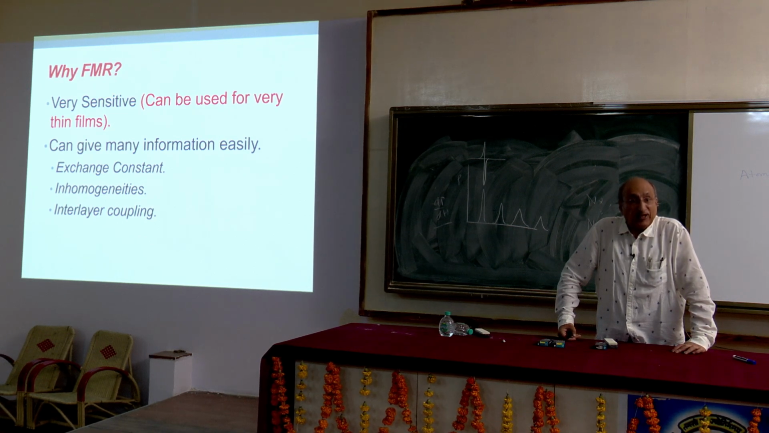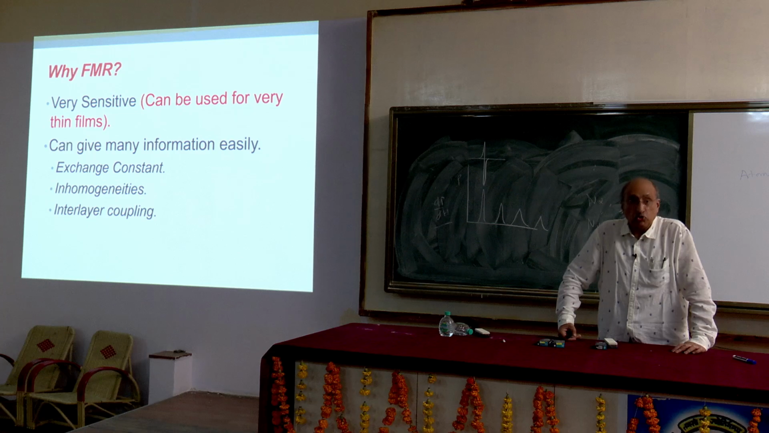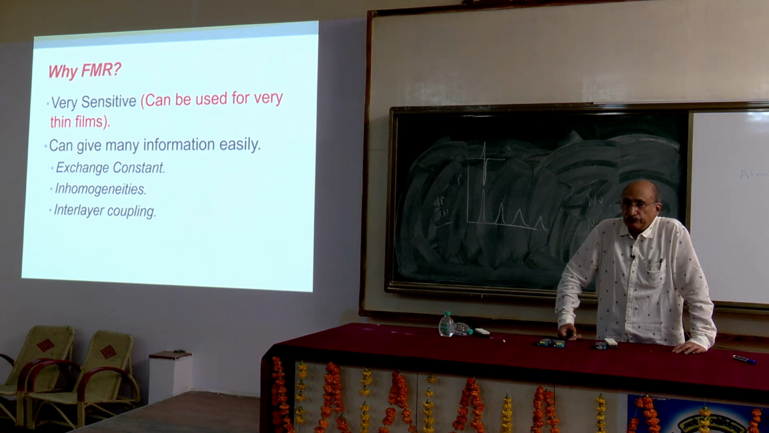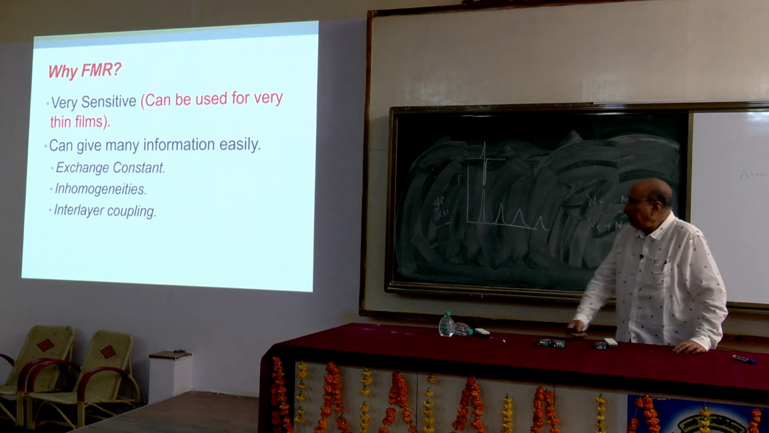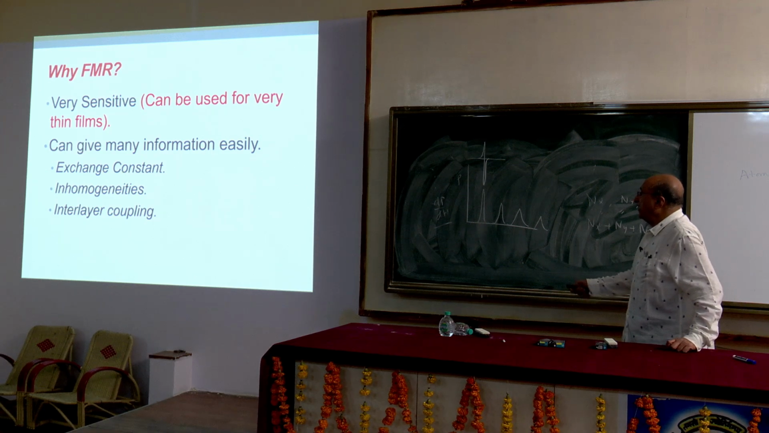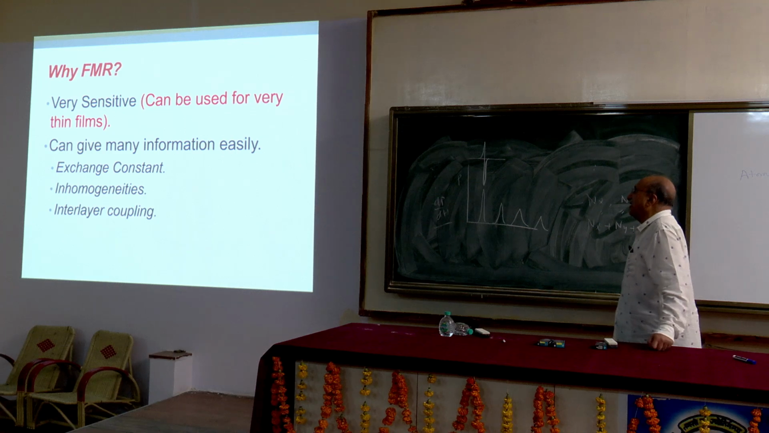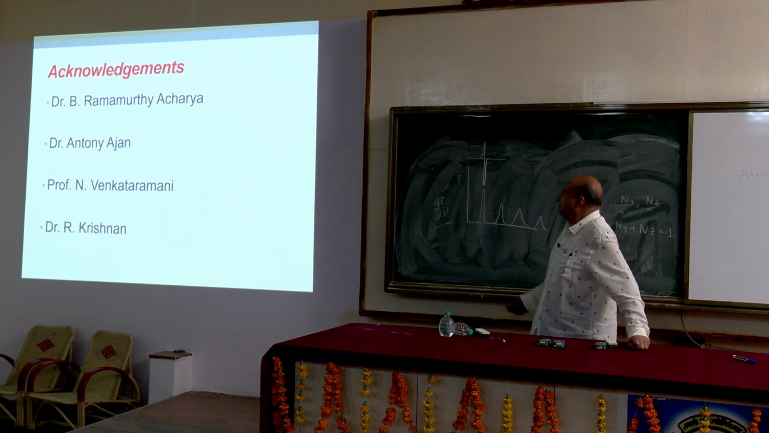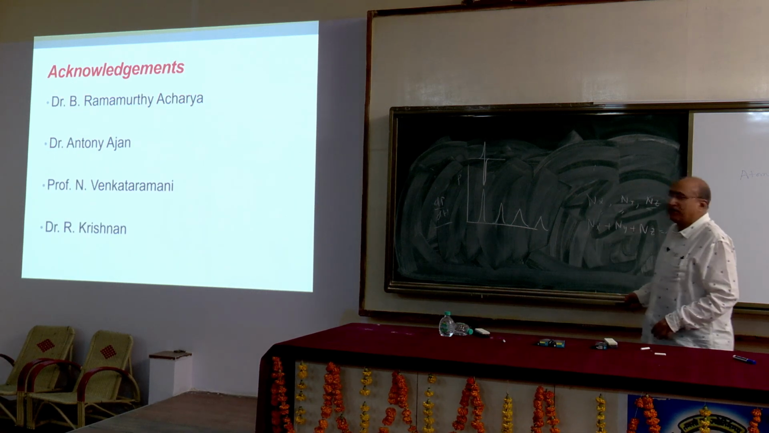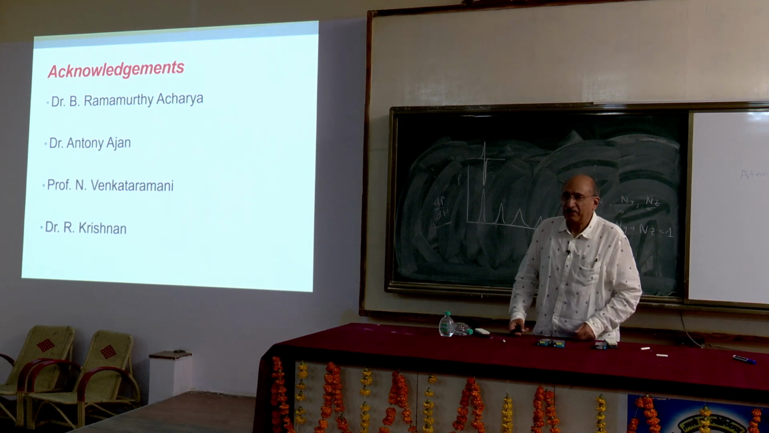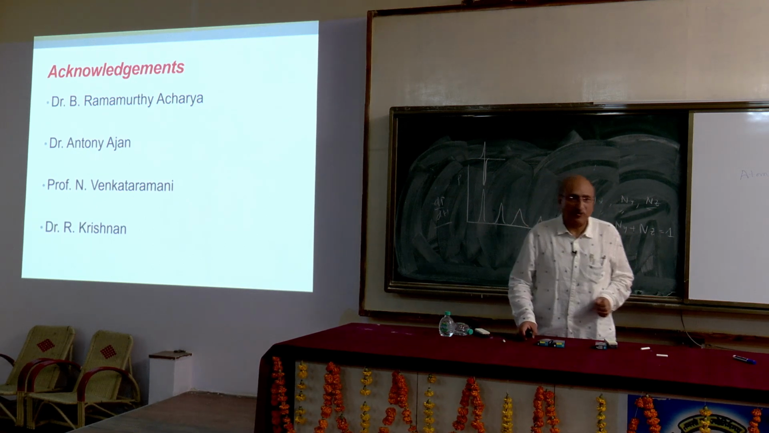See, no material is perfectly non-magnetic. It has to be at the most diamagnetic. That also has its own signal. FMR can give much information easily, like exchange constant, inhomogeneities, interlayer coupling, etc. These are the people with whom I have worked. I have not put Professor Wild's name, he's no more, but there's only one paper which I have quoted from him.